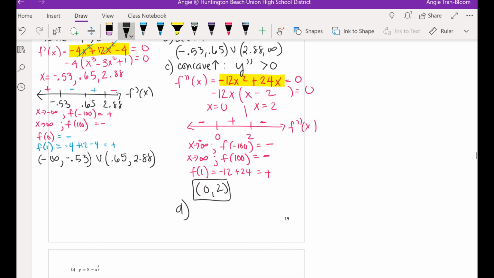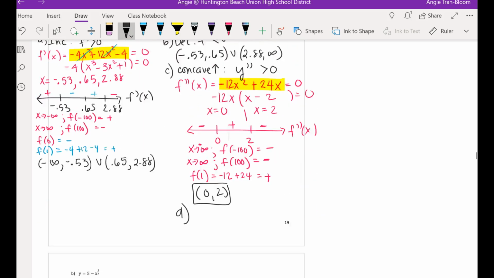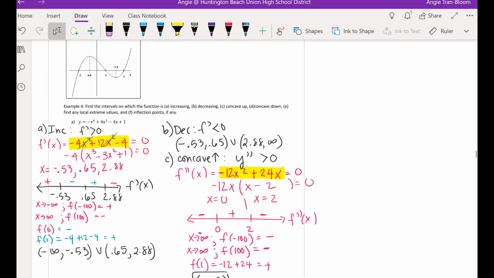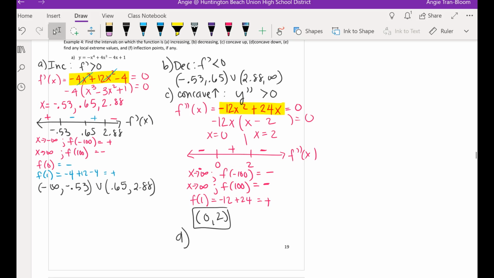Oh my gosh, did I use up the whole page already? Concaving down from negative infinity all the way to 0, and from 2 to infinity, because concaving down is when the double derivative is less than 0. Next.